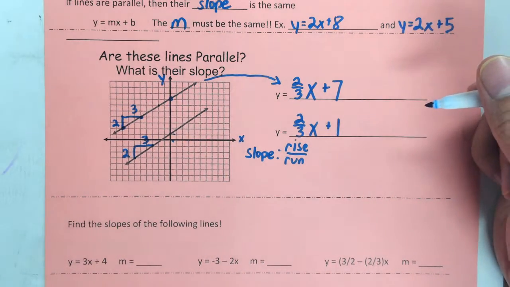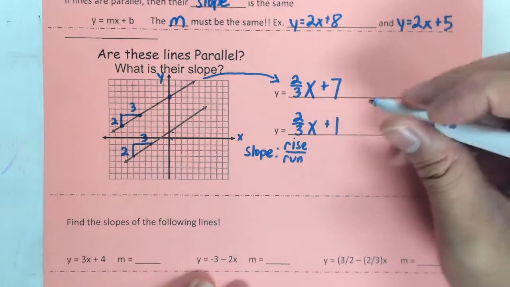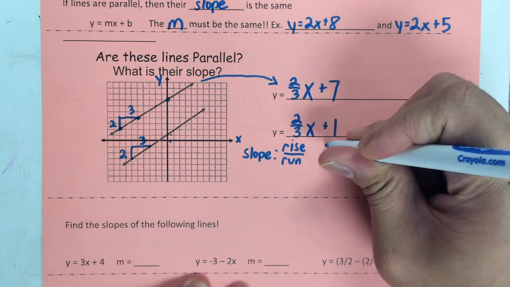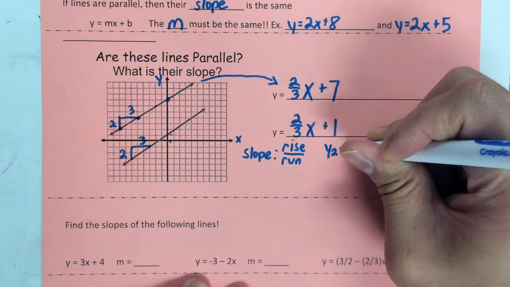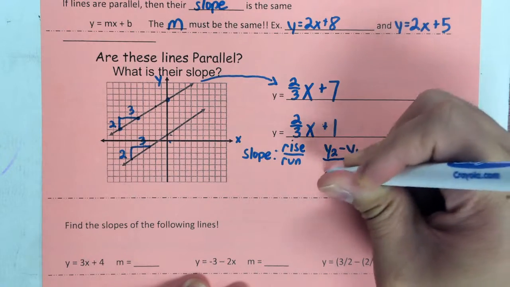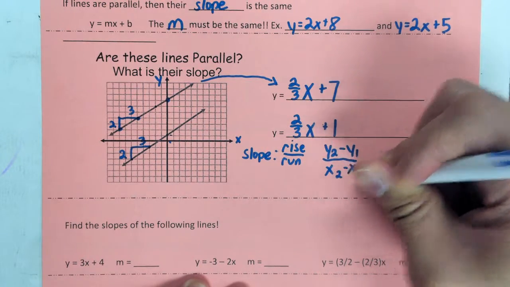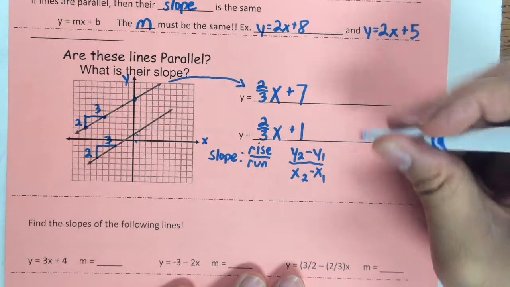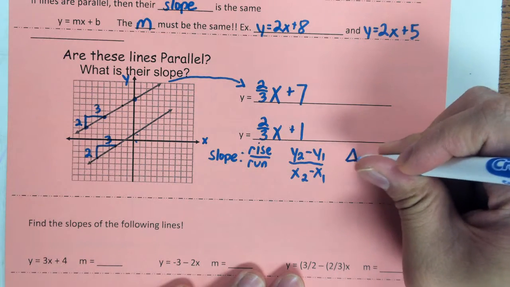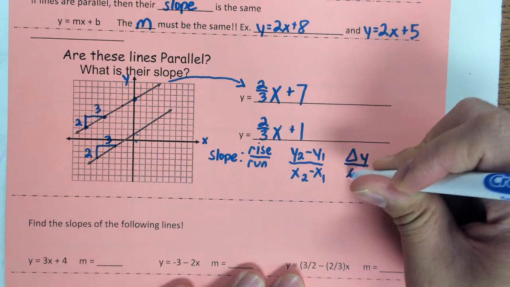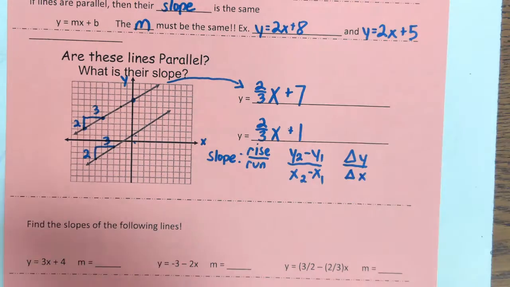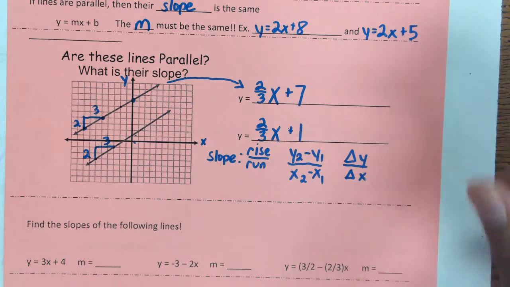Now if we don't have a graph on which we can count, there's also a formula for slope. The slope formula is y2 minus y1 over x2 minus x1. Sometimes you may hear it referred to as delta y over delta x. So that's how we find slope.